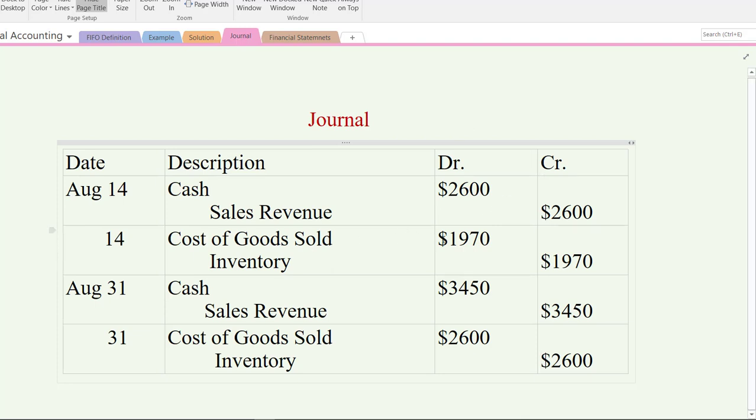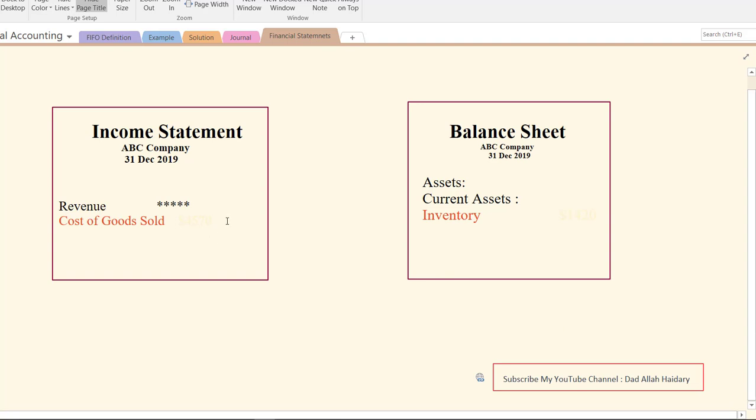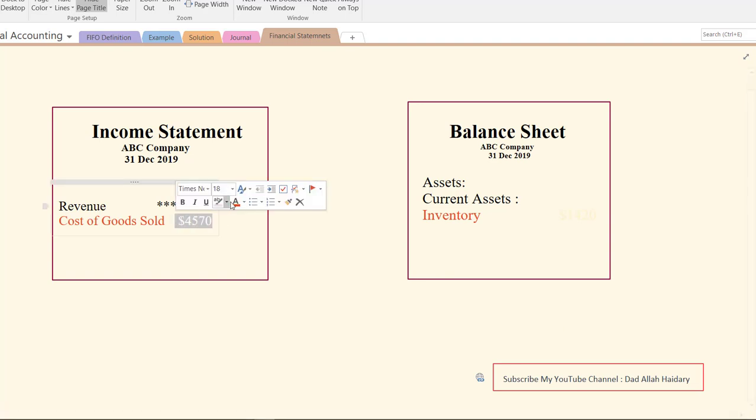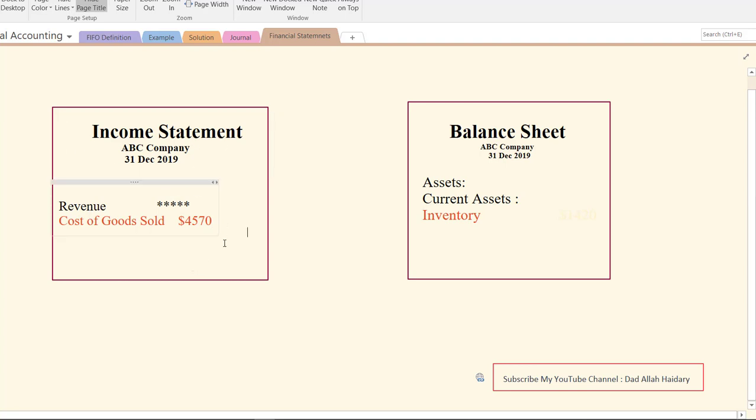Cost of goods sold on the 14th of August was 1,900, let me add it, 1,970. You should also add this, students, do not forget, plus. And again, cost of goods sold on August 31st was 2,600. So the total cost of goods sold is 4,570. So I will write this here, 4,570. This is the cost of goods sold. It means, students, this is how we show it in the income statement.